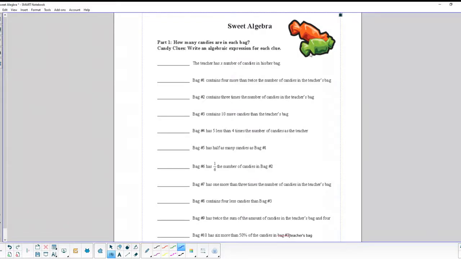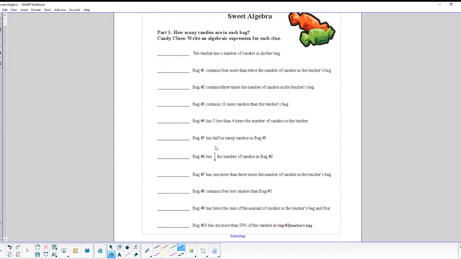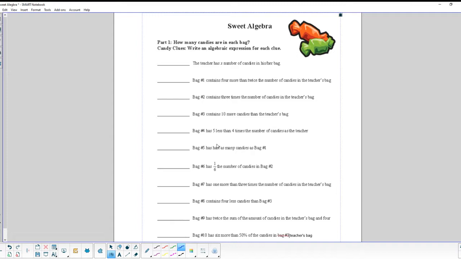All right, this is Mr. Burgess. Today we're going to be doing an activity called Sweet Algebra. Each of you has a paper at your desk that has these little statements written on it that are related to the bags of candy that you see in the back of the room on a table. I'm going to help you fill out this part of your handout, but then the second part you're going to work on filling out with your neighbor.